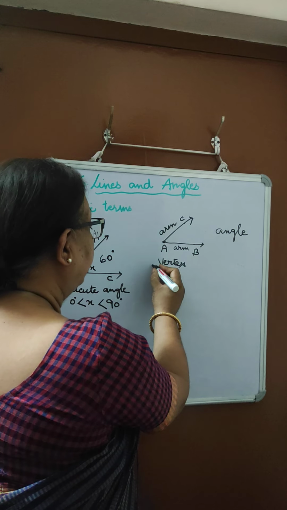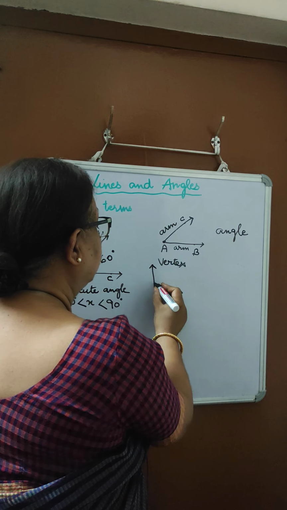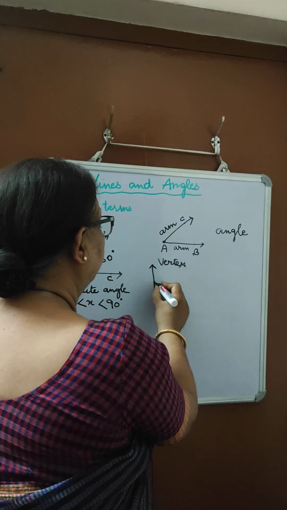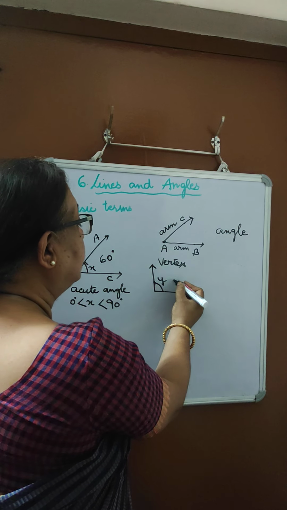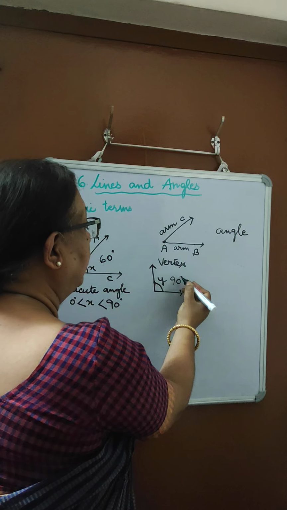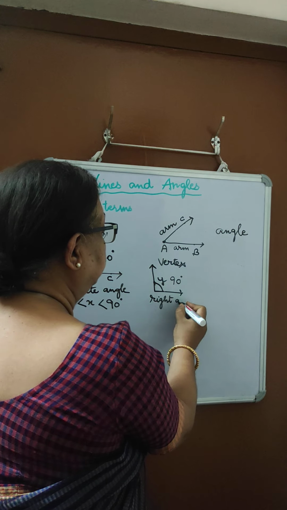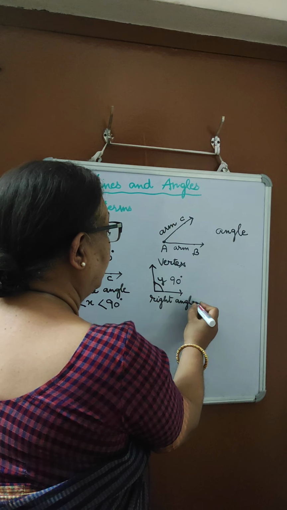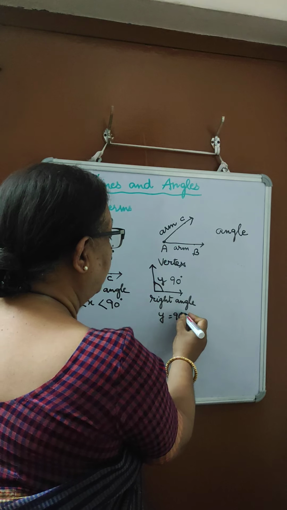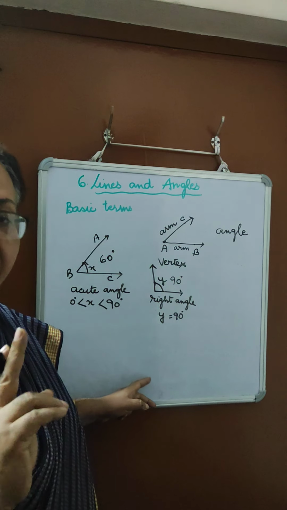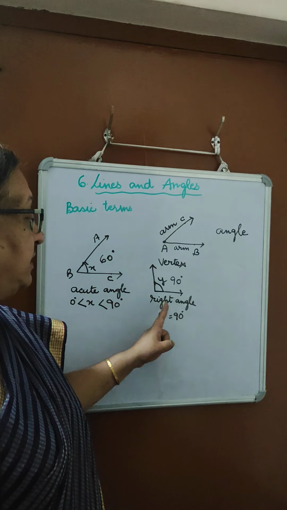So any angle whose measure is between 0 and 90, we call an acute angle. If you have another angle, say y, the measure of this angle is 90, we call it a right angle. So for a right angle, y is equal to 90 degrees. So any angle whose measure is 90 degrees is a right angle.